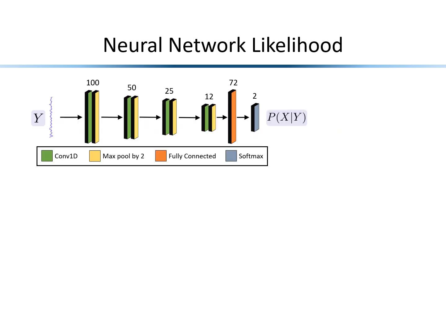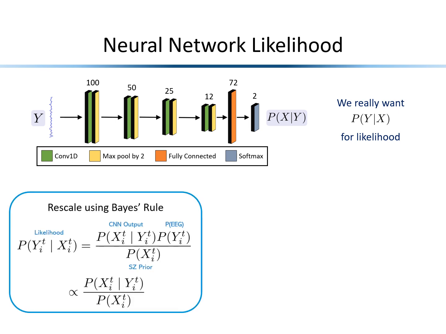Now, if we zoom in on this likelihood, we notice that there is a little bit of a problem. By default, a CNN is a posterior inference engine. If you think about a classification network, it takes in data, in our case Y, and outputs a label, which is really like a posterior of the class given the data. But if we want to use this CNN as a likelihood model in a probabilistic graphical model, what we really want is the flip of that. We want a likelihood, the probability of Y given X. And to obtain this factor we can just rescale the CNN output using Bayes' rule.